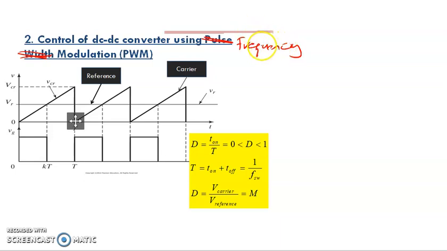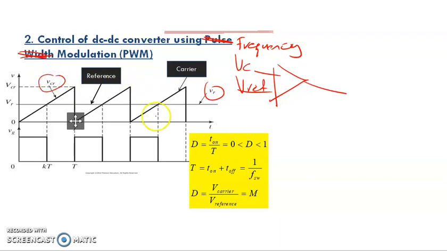Okay, another approach is using frequency modulation control instead of pulse width modulation control. So what happens is, for the same comparator, V carrier and V reference, just now we adjusted the V reference, but now we are adjusting the carrier, the sawtooth. The terms are the same, duty cycle, the time and the modulation, but now we are adjusting in terms of the carrier.